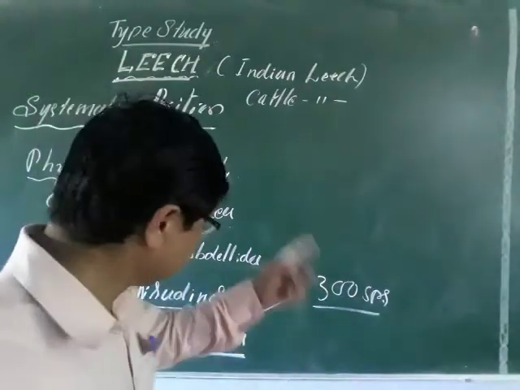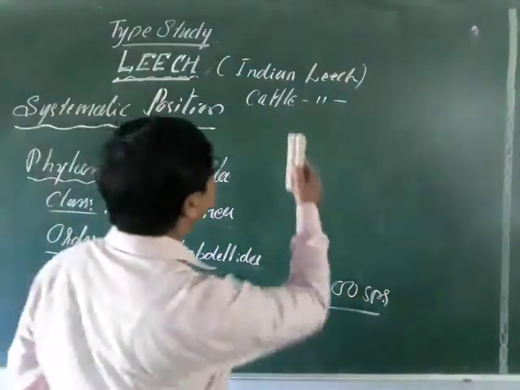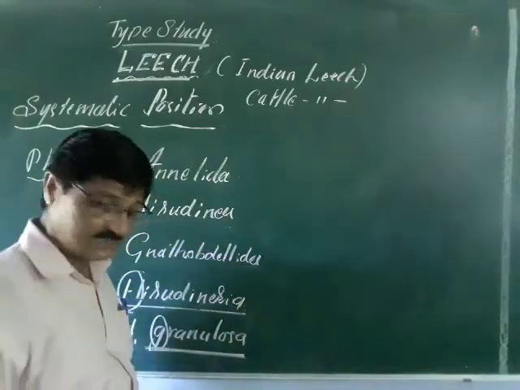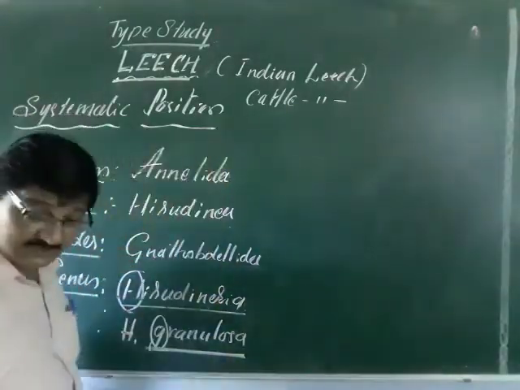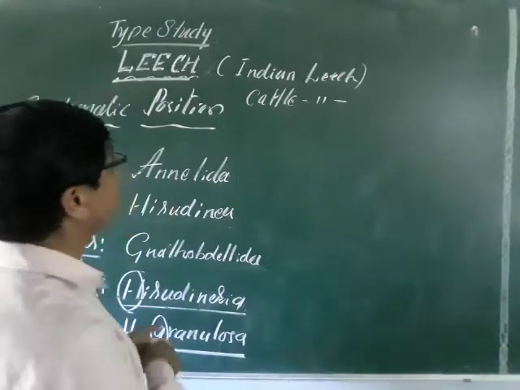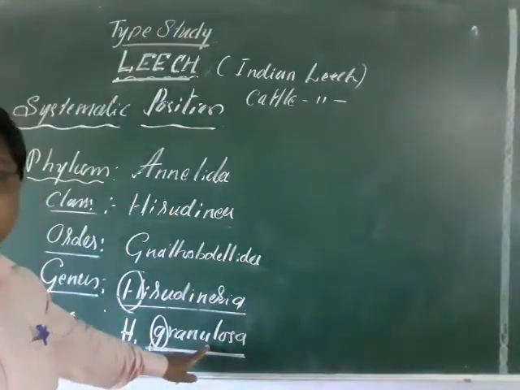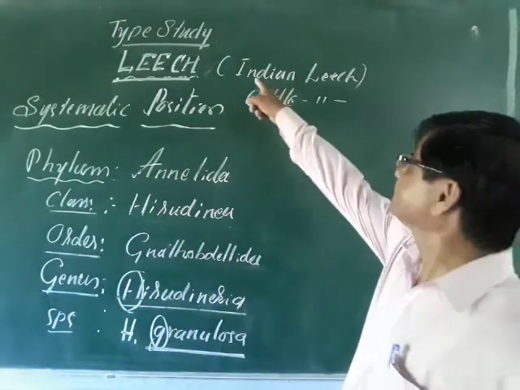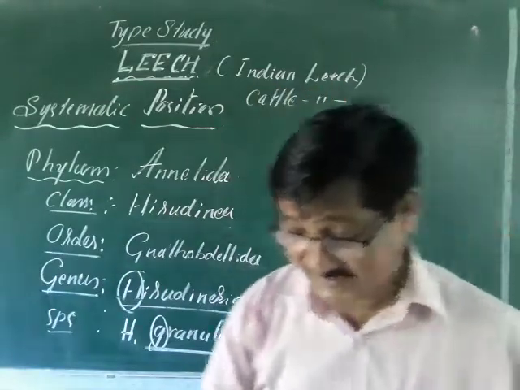And there are some other types of leeches, and actually there is the terrestrial type of leeches. Later we can discuss that. So here you remember Hirudinea granulosa. This is also called the Indian species, or the Indian leech. It is also called the cattle leech.